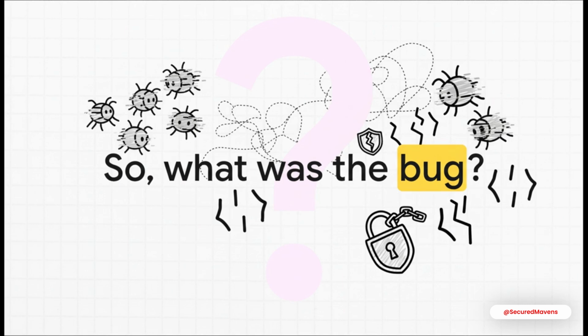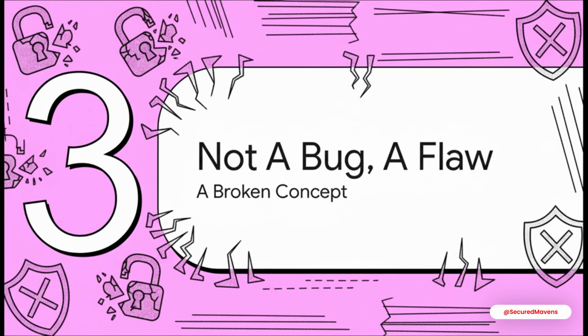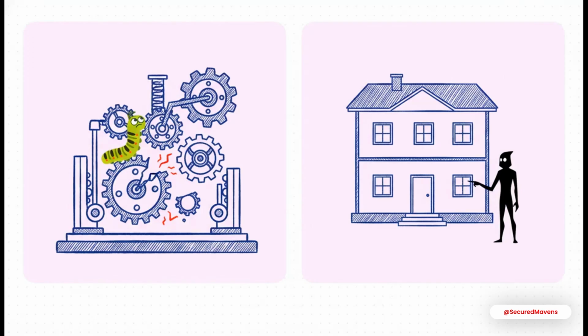So naturally, you're asking, okay, so what was the bug? What line of code was broken? And this is where the story gets really interesting. Because here's the twist. There wasn't a bug. The code wasn't broken at all. This was a flaw in the design itself. And that difference between a bug and a design flaw, it's everything. Let me break it down.